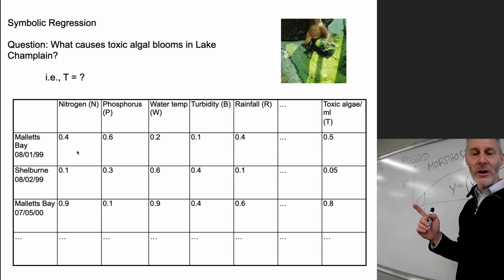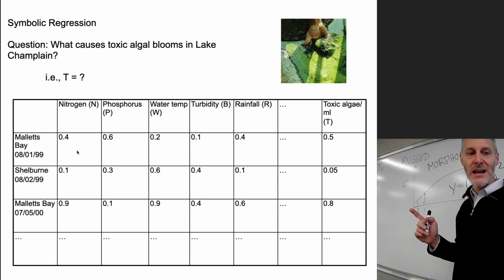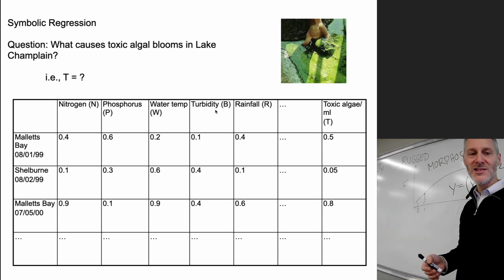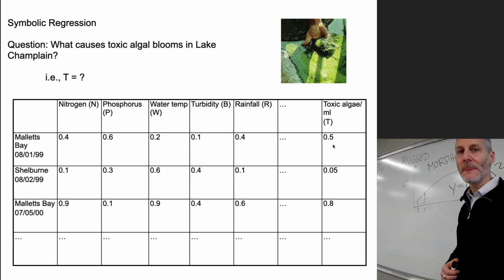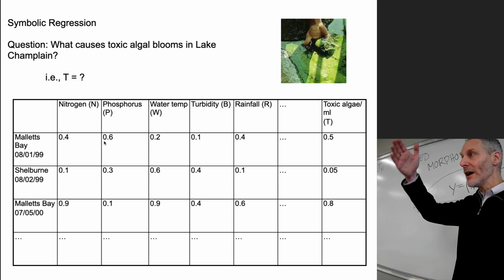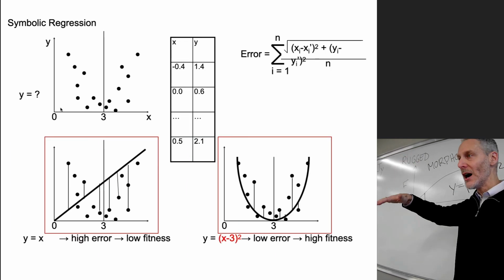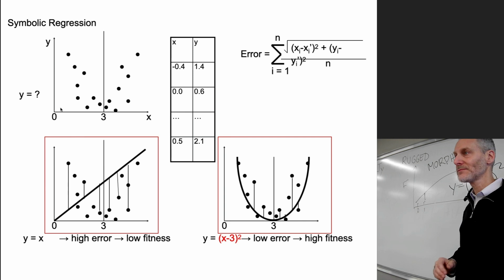Folks at UVM have been going out on the lake for years and collecting data. Here's the amount of nitrogen at these parts in the lake at this time. Here's the amount of phosphorus, temperature, turbidity, how silted up, how opaque is the water, amount of rainfall, and then how much toxic algae per milliliter was in the water at that place at that time. You can imagine you could plot all of this data as a scatter plot in a higher dimension.